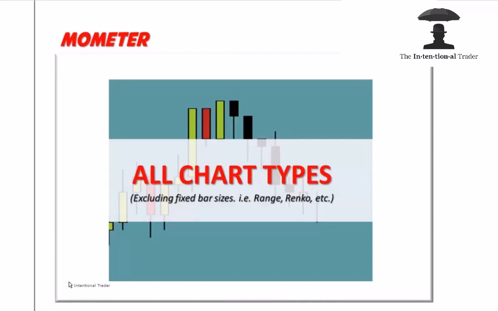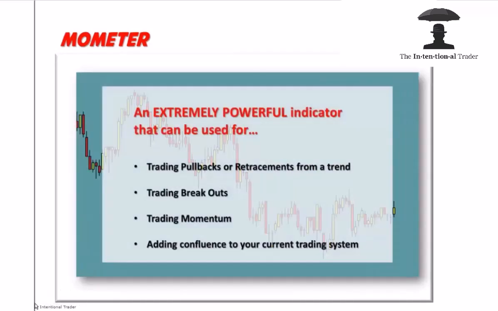The Mometer works on all chart types excluding fixed bar sizes like range bars and Renko bars. You can use this extremely powerful indicator to help you trade pullbacks or retracements from a trend, for trading breakouts, for trading strictly momentum, or for adding confluence to your current trading system.